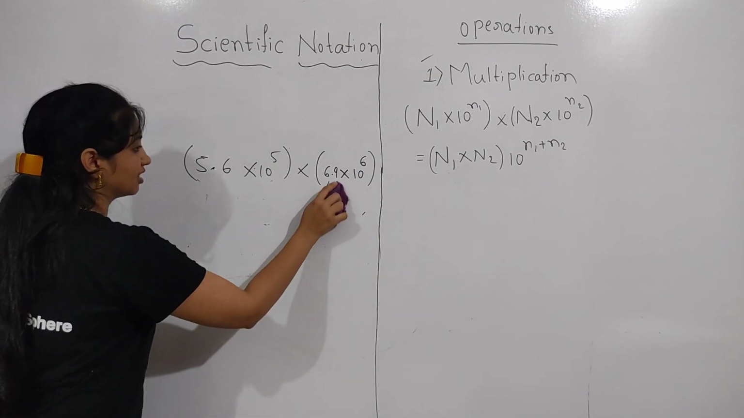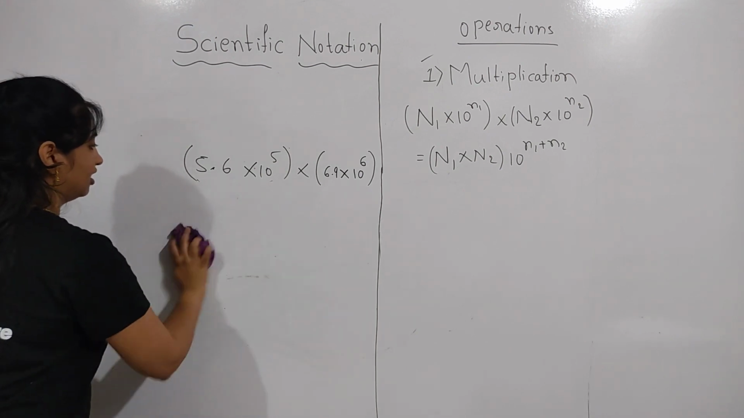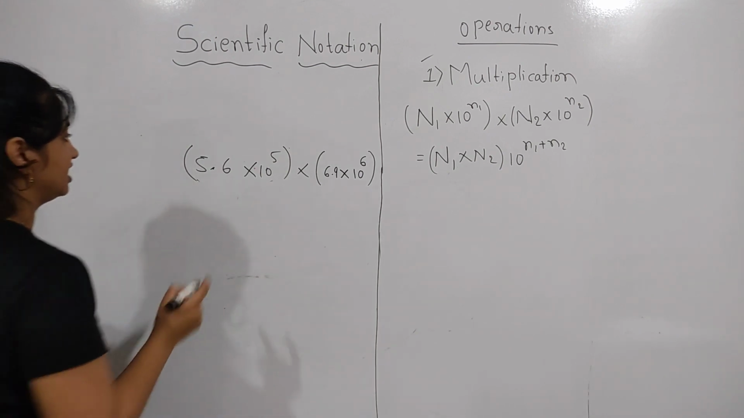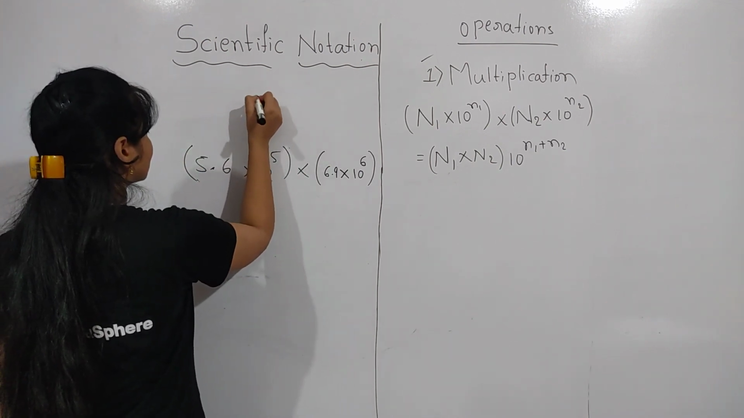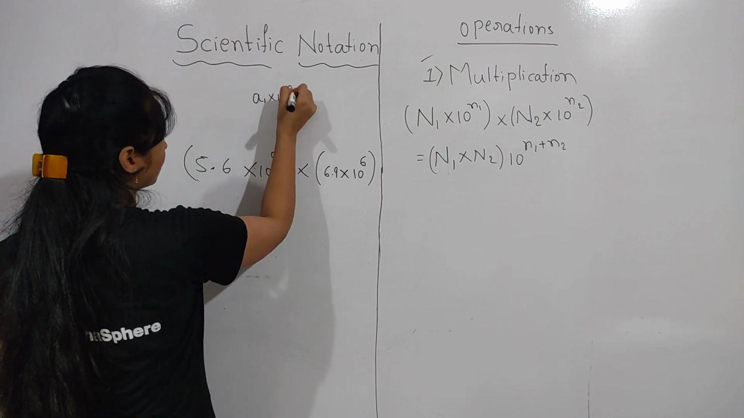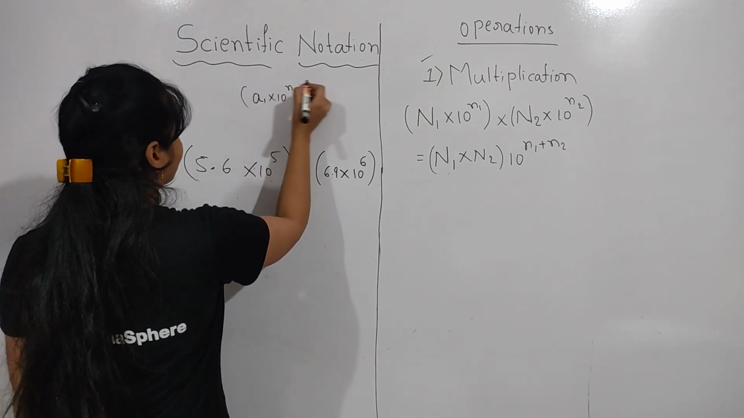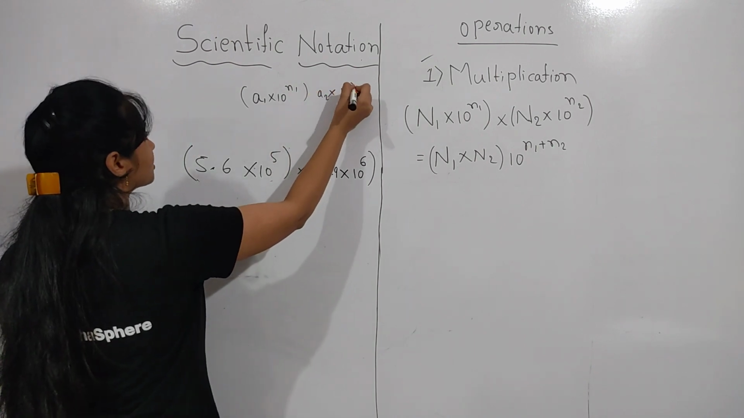And next, you already know about the formula, that is A1 into 10 raised to n1 and A2 into 10 raised to n2.